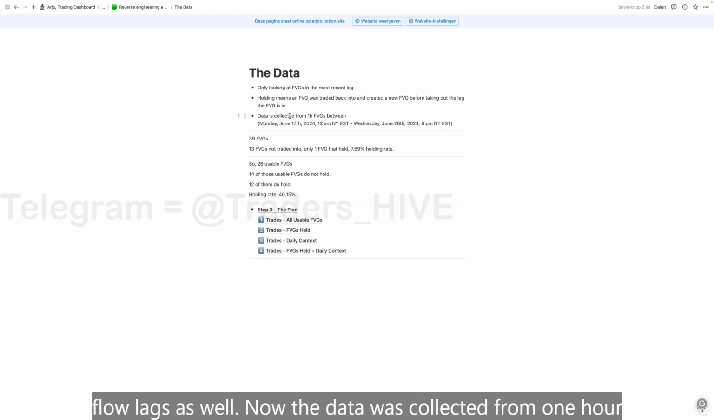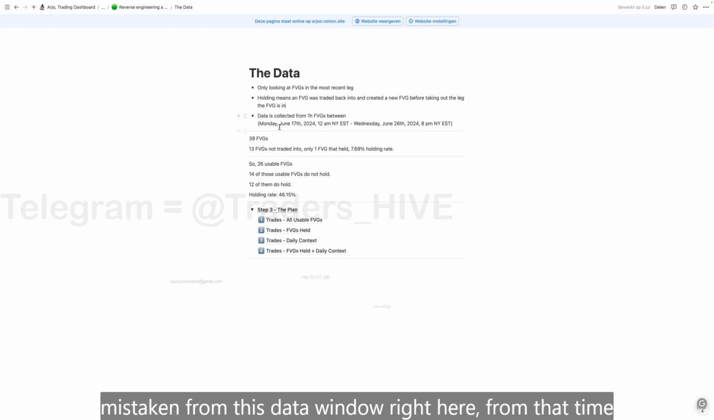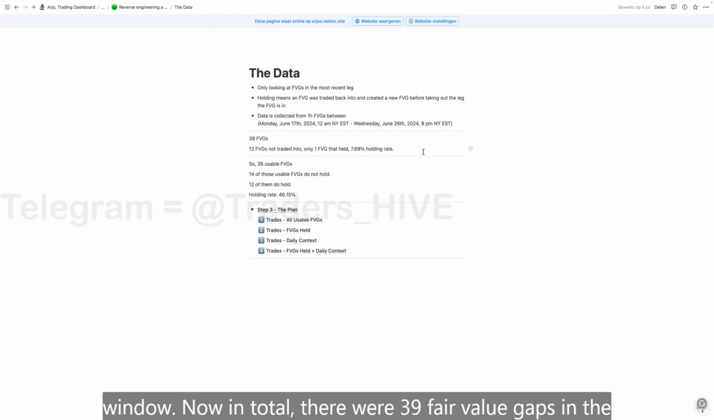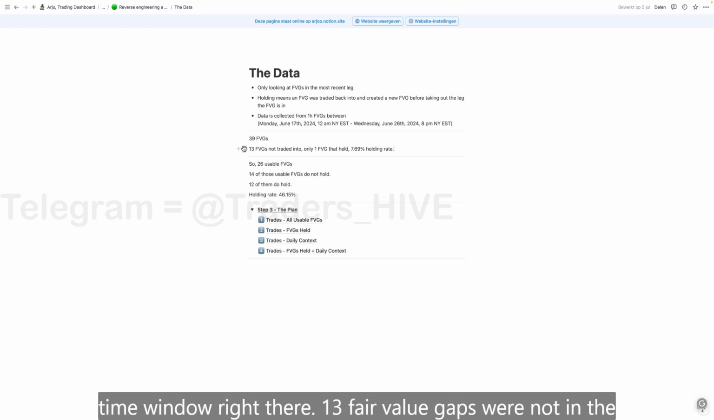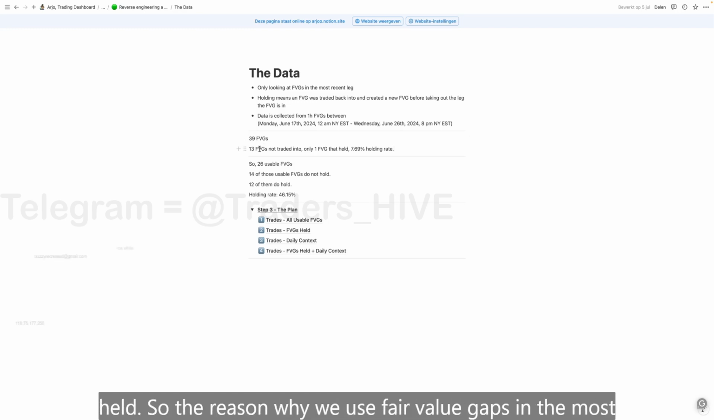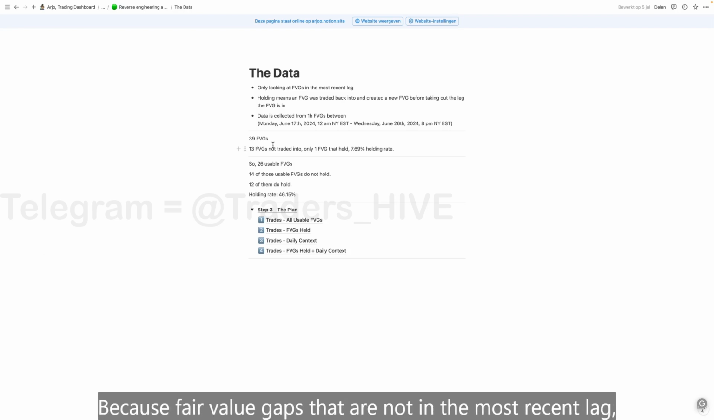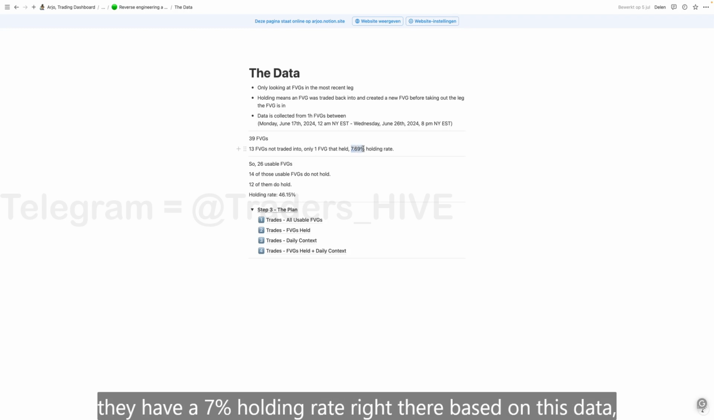Now, the data was collected from 1 hour fair value gaps. This was on GBP US dollar, if I'm not mistaken, from this time window right here. In total, there were 39 fair value gaps in that time window. 13 fair value gaps were not in the most recent lag. Only one of those fair value gaps actually held. So the reason why we use fair value gaps in the most recent lag is because they already hold a lot better. Because fair value gaps that are not in the most recent lag have a 7% holding rate, based on this data, of course.